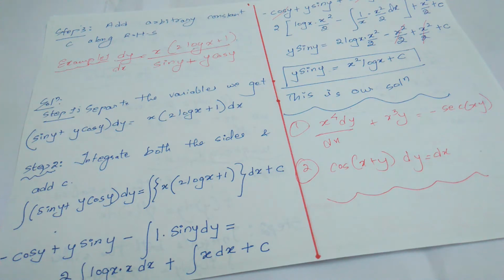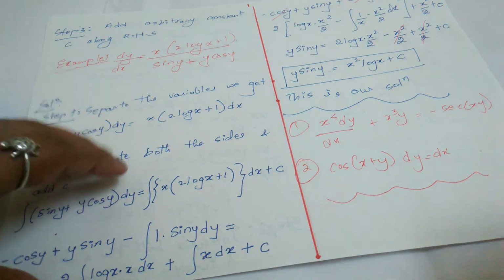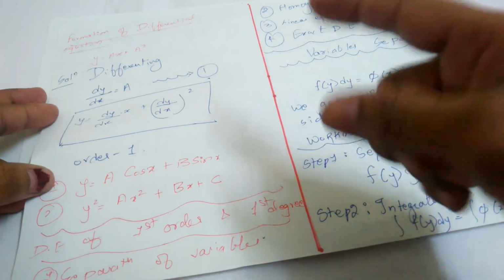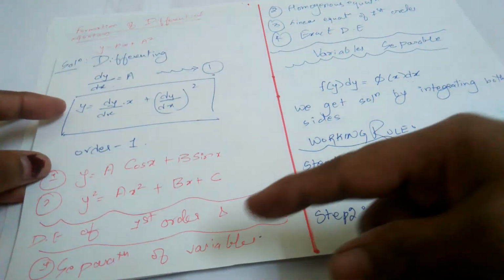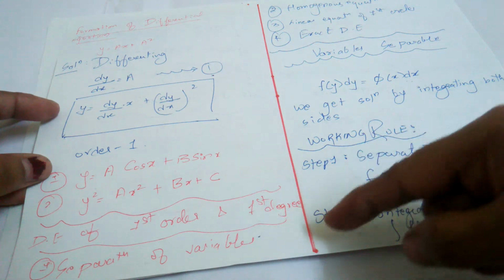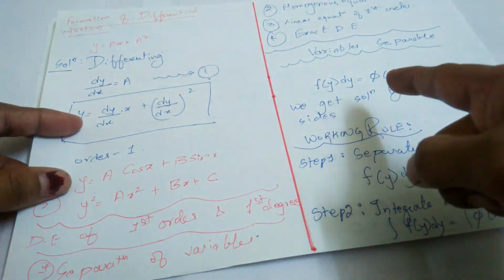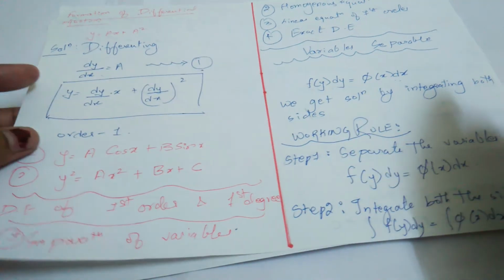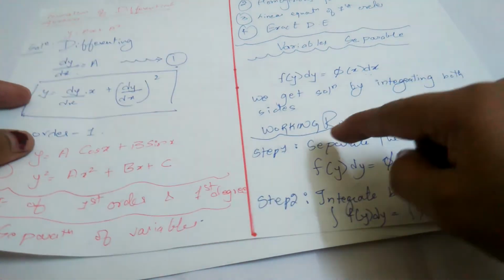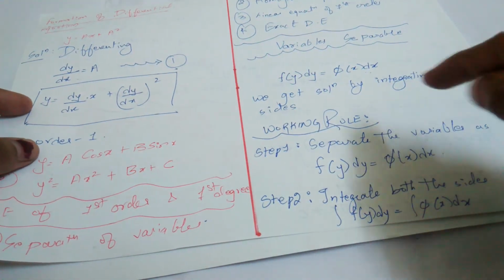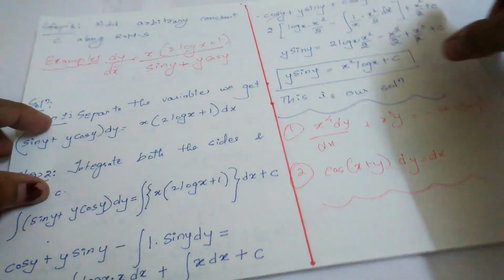In this lecture we have learned the formation of differential equation, then the differential equation of first order and first degree and its different types. We have started with variable separable. We have learned the working steps, that is steps 1, 2, 3, and we have done one example also.